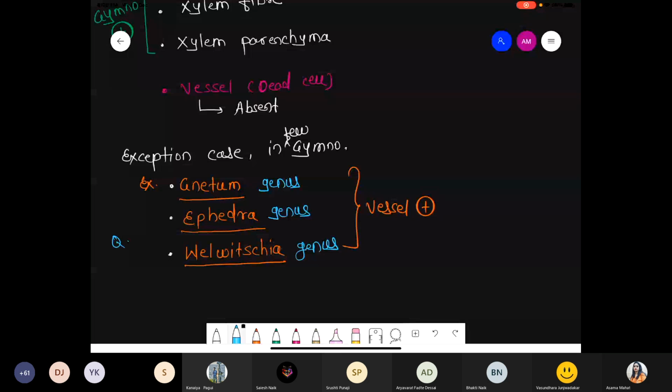And what are vessels? Vessels are like a pipeline that conducts water, responsible for the conduction of water. Done?